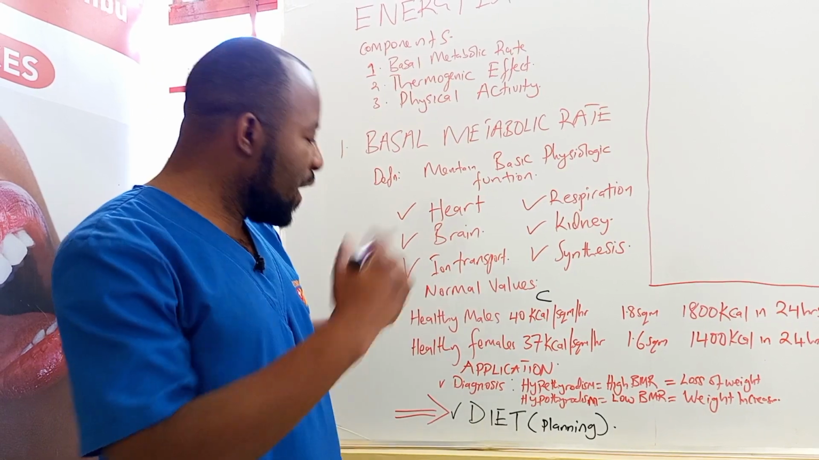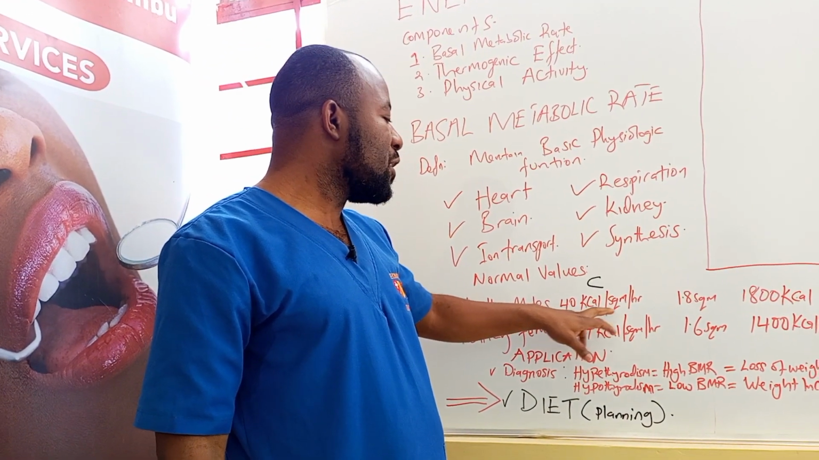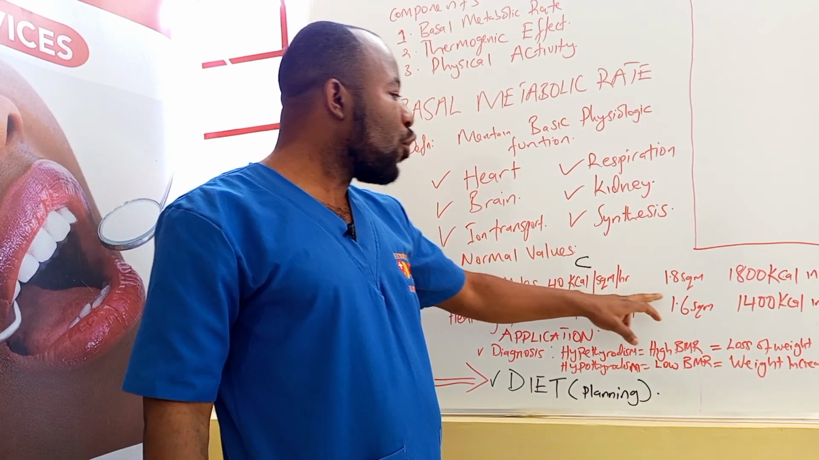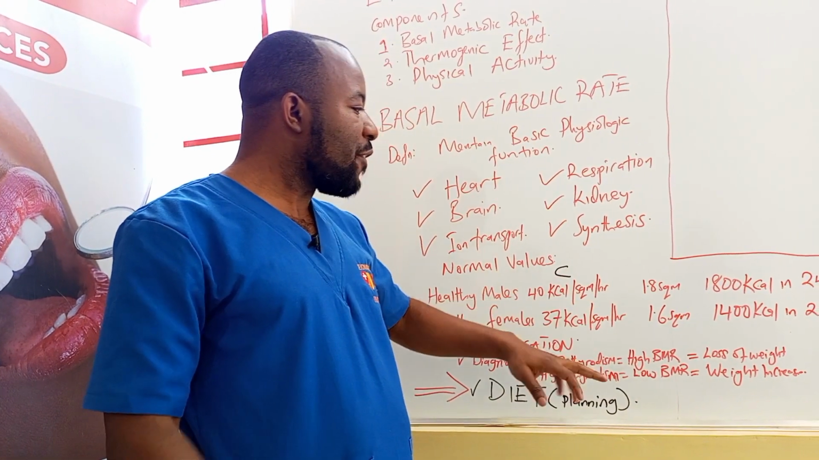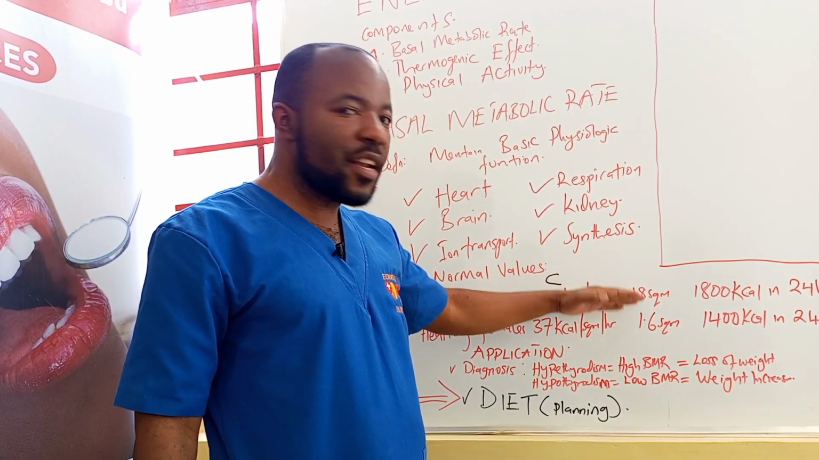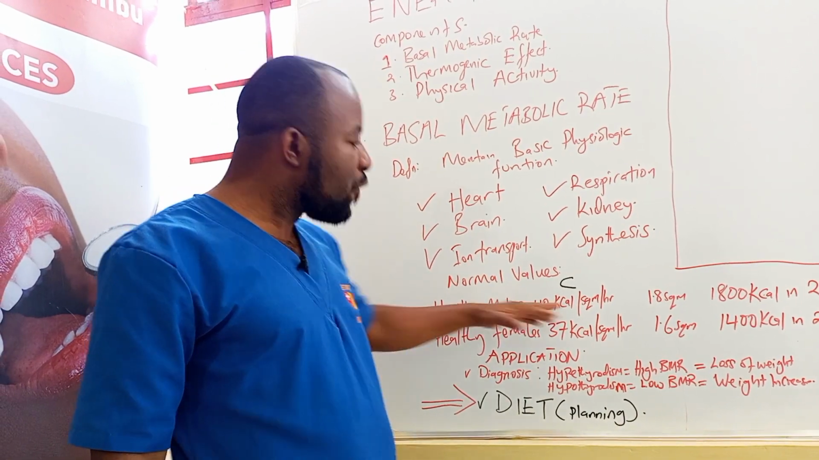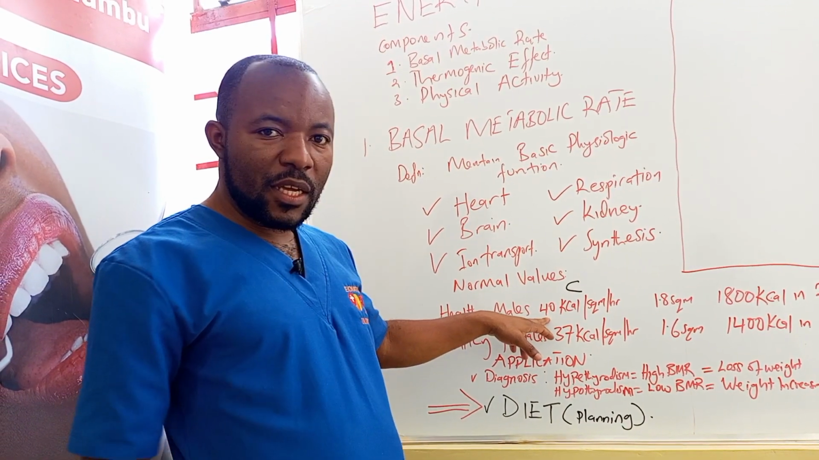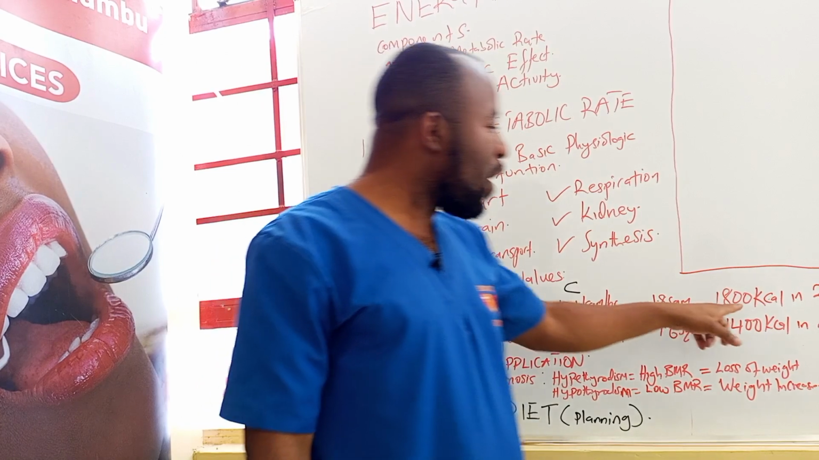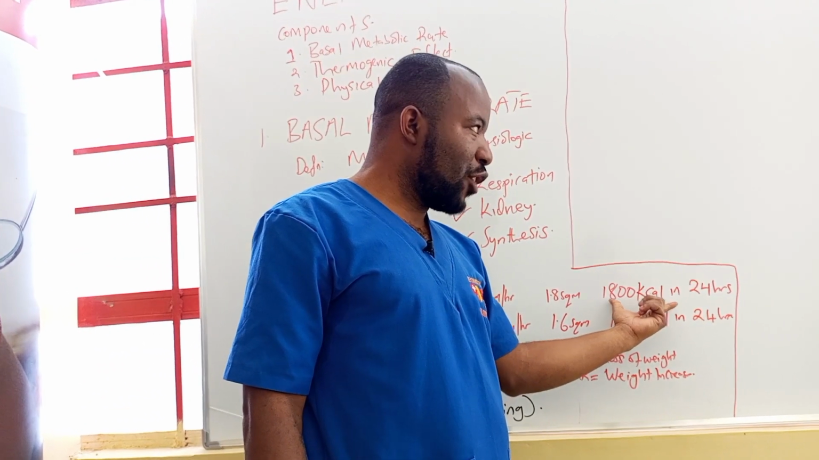So males need 40 kilocalories per hour, according to their surface area. Males have a larger surface area than females. So if you need 40 kilocalories per hour, in 24 hours a man needs 1,800 kilocalories.